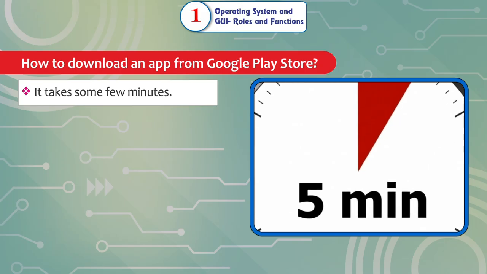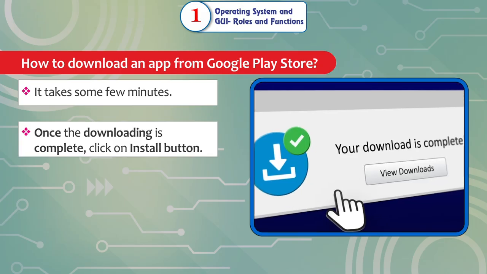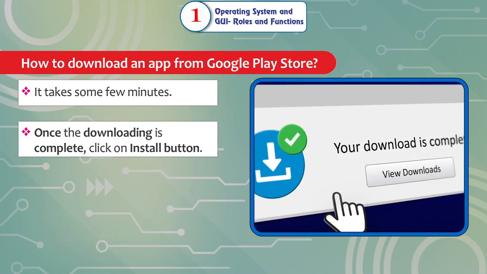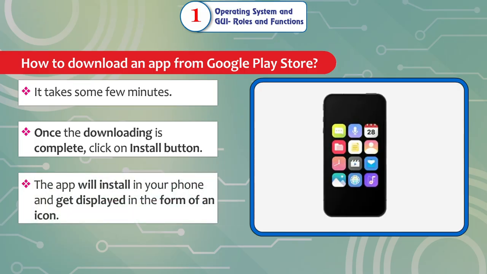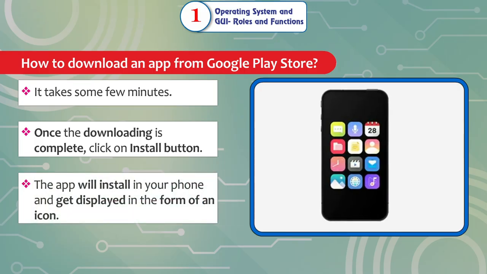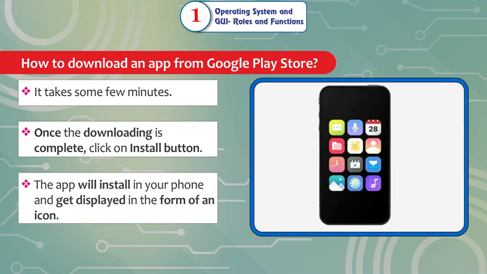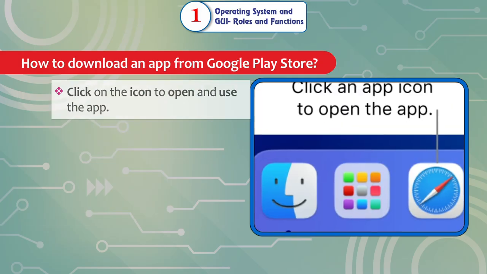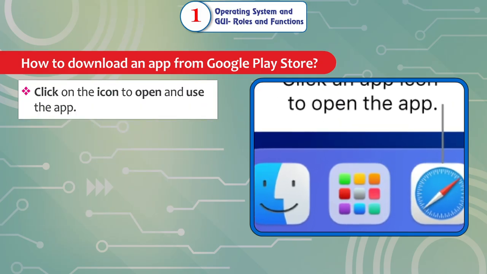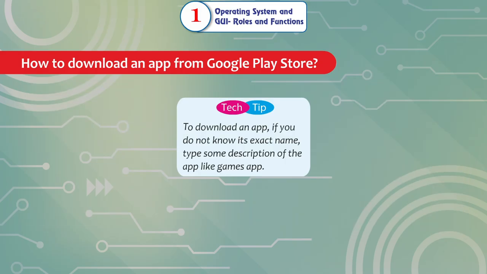It takes a few minutes. Once the downloading is complete, click on the Install button. The app will install on your phone and get displayed in the form of an icon. Click on the icon to open and use the app. Tip: To download an app, if you do not know its exact name, type some description of the app like Games app.